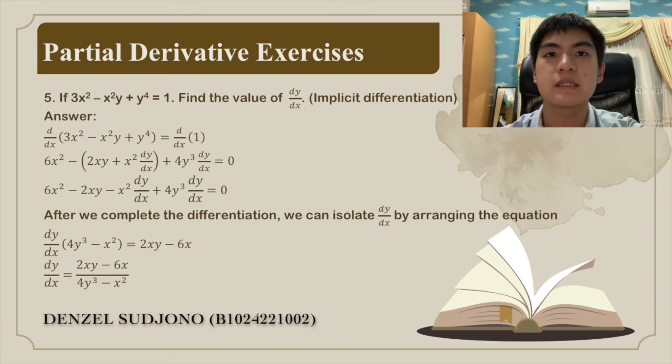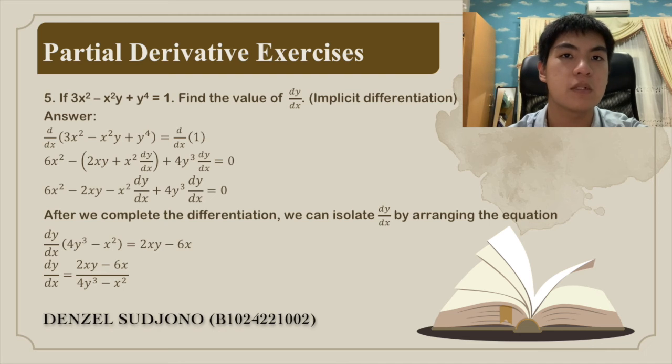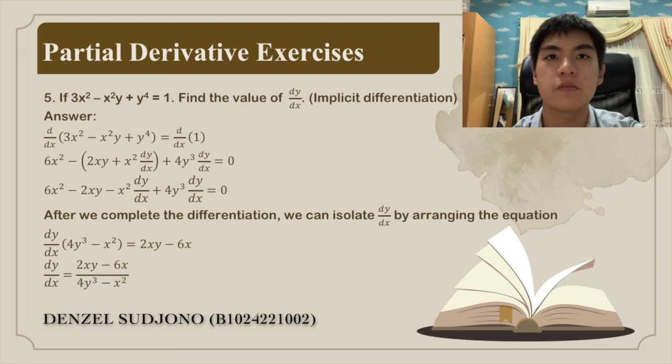So d per dx times 3x to the power of 2 minus x to the power of 2 times y plus y to the power of 4 equals d per dx times 1, which we get 6x to the power of 2 minus 2xy minus x to the power of 2 dy per dx plus 4y to the power of 3 dy per dx equals 0.